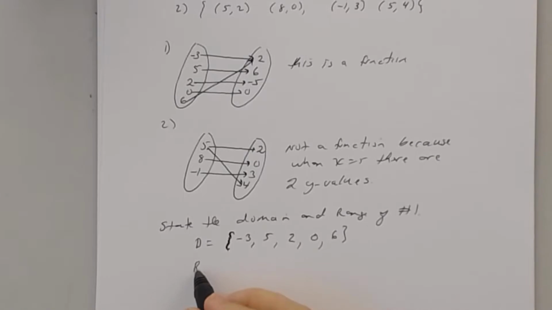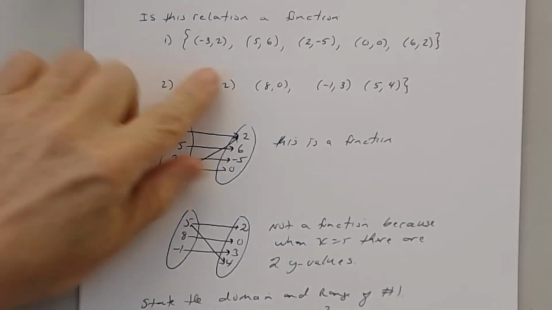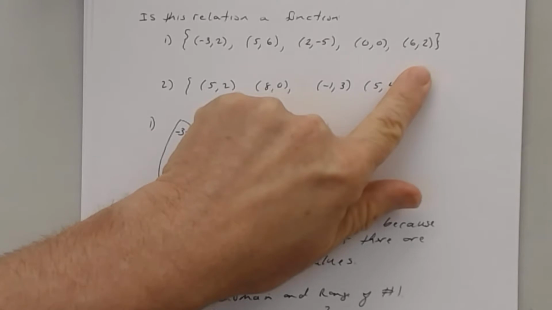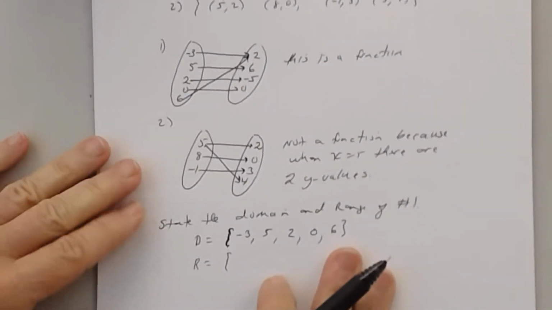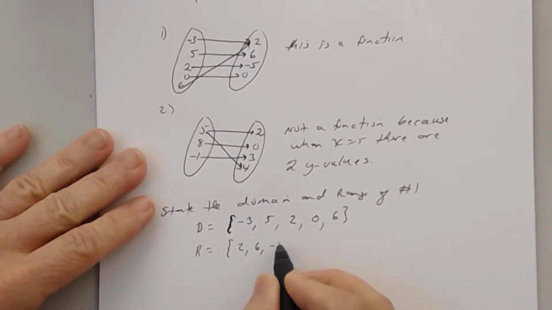The range, just say R equals, what does that say? You have 2, 2, 2, 6, 6, negative 5, 0, and we already have 2 listed. So it's going to be how many elements? 4. So 2, 6, negative 5, and 0.